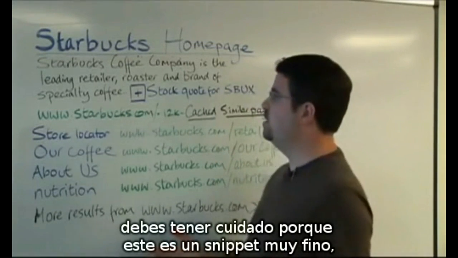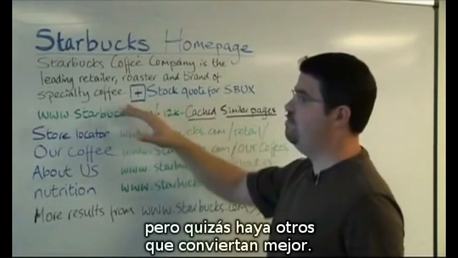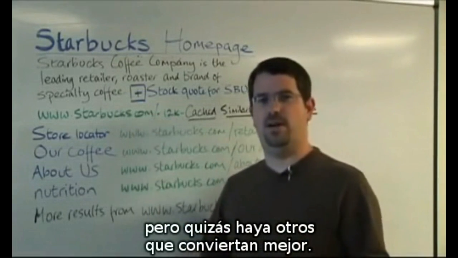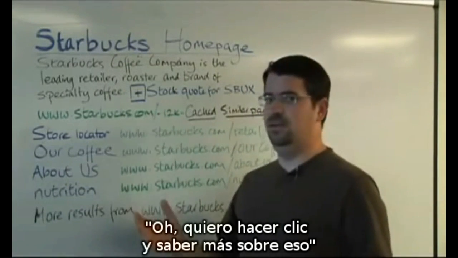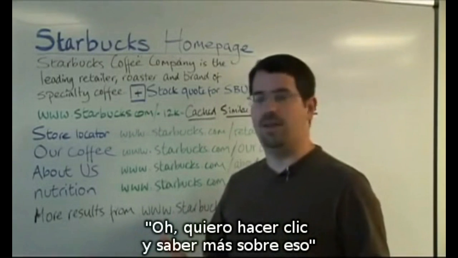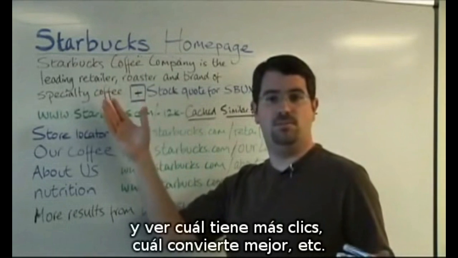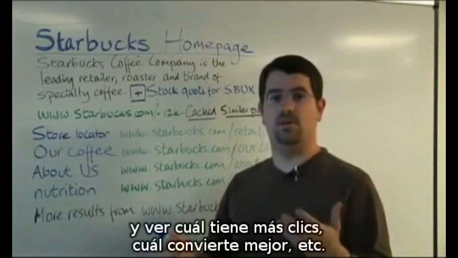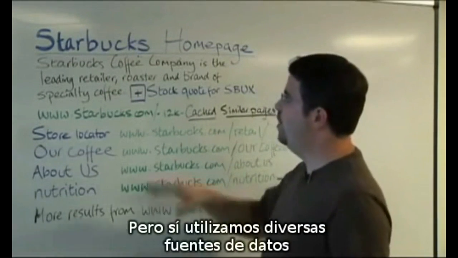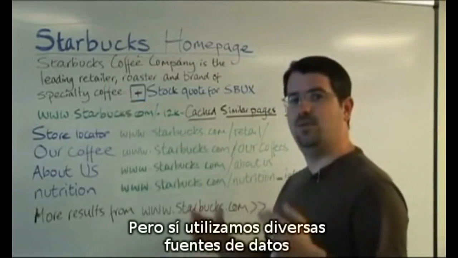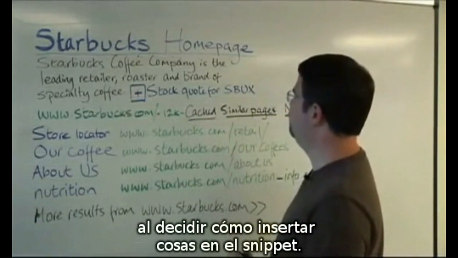Now you want to be careful because this is a very fine snippet, but maybe there's some other snippet that would convert better. People would read it and say, oh, I really want to click through and find out more about that. So you can experiment with different meta descriptions and see, does one description get more clicks? Does one convert better? Things like that. But we do use several different sources of data when deciding how to pull things into a snippet.